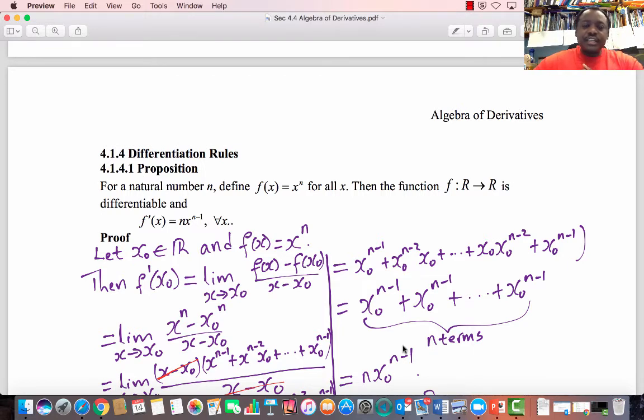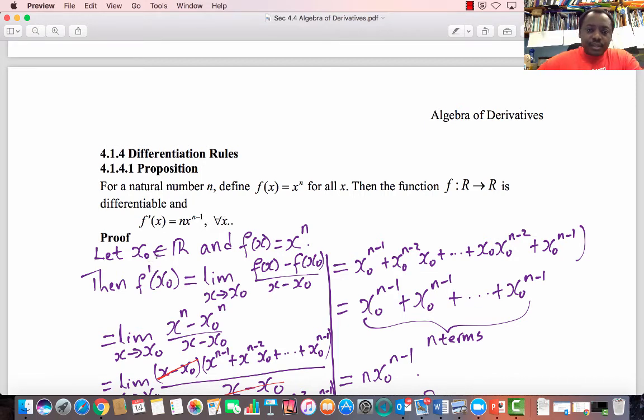So subsection 4.1.4.1 proposition, let n be a natural number and define f of x to be x raised to the power n for every x in R. Then the function f from R to R, set of real numbers, is differentiable and the first derivative of f is given as n times x raised to the power n minus 1 for every real number x. Let's go ahead and prove that using the definition of a derivative.